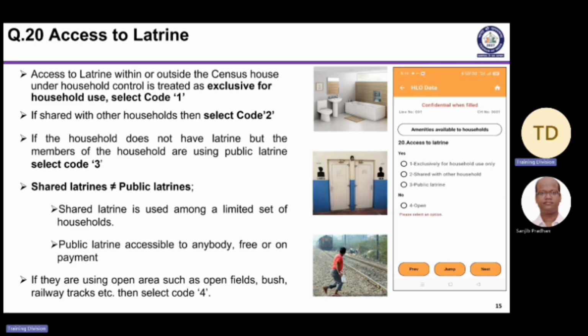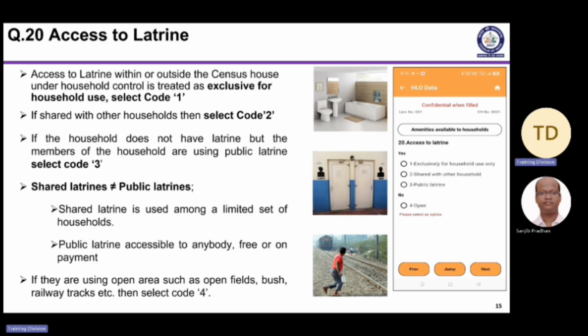So what is the difference between public and shared? Shared means generally it will be shared within some number of people. Public means anybody can go, anybody can use, with fees or without fees also. Sometimes it will be with payment or sometimes without payment. Okay, so the three options are clear.